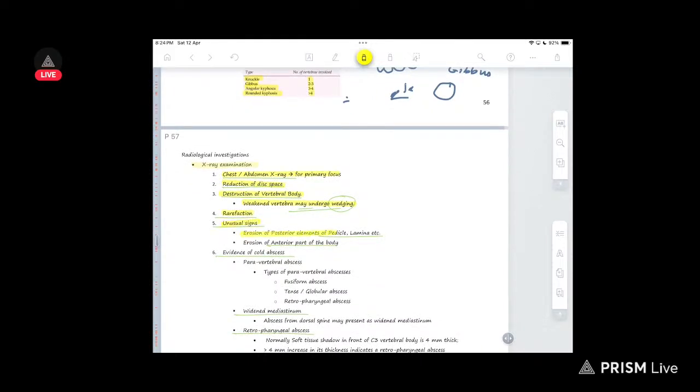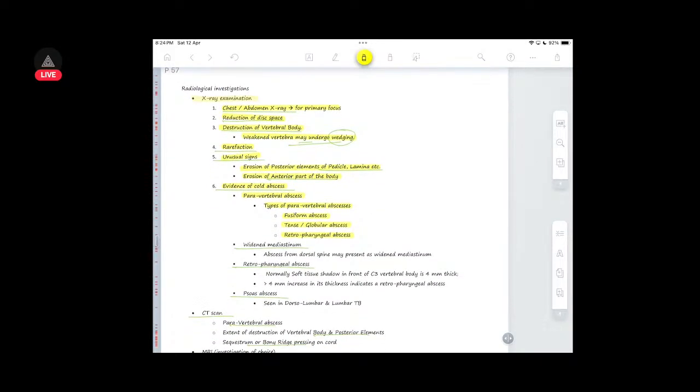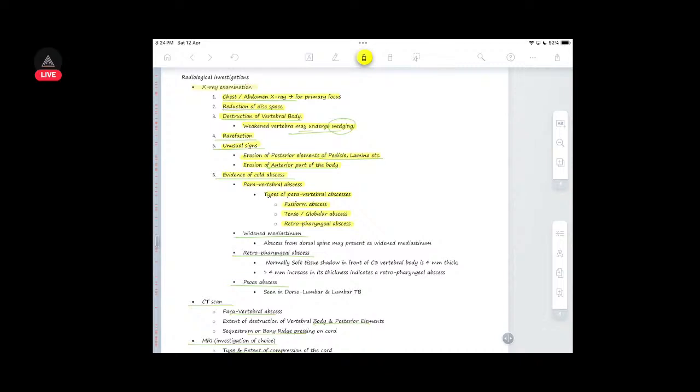Usual signs: erosion of the posterior elements, the pedicle, lamina, etc., can be seen, and erosion of the anterior part of the body can be seen. Then there is evidence of cold abscess. You have paravertebral abscess, of which there are various types: fusiform abscess, tense or globular abscess, and retropharyngeal abscess, which is below the pharynx. You can have fusiform or tense globular abscess in the paravertebral region.